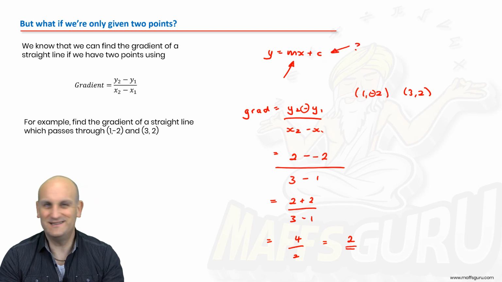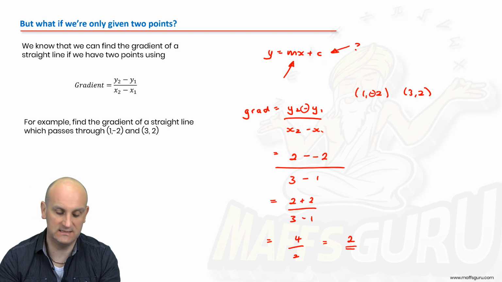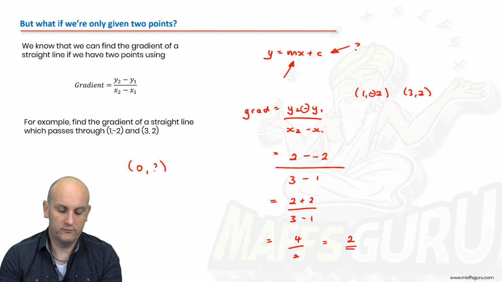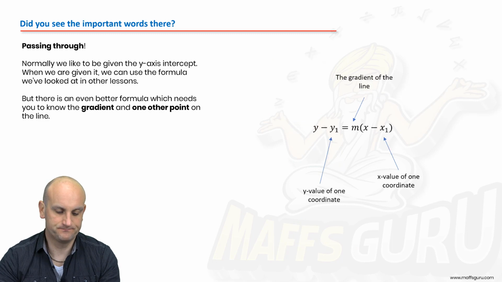Well, that value of c has to be a y-axis intercept, which means one of my coordinates must start with a 0 for it to be a y-axis. And no, they don't. That's annoying.